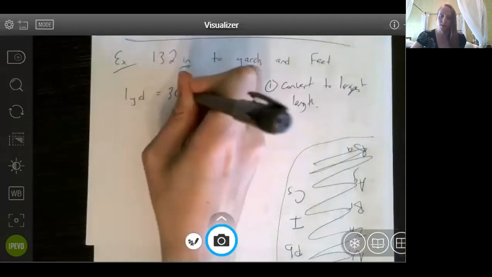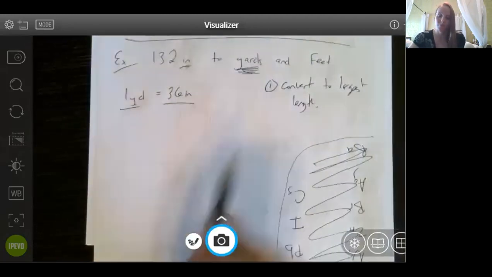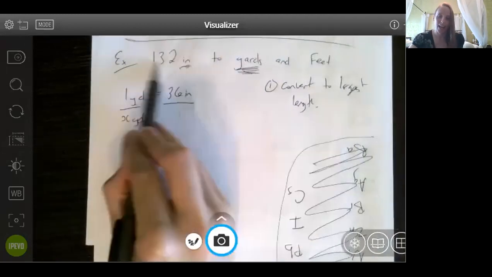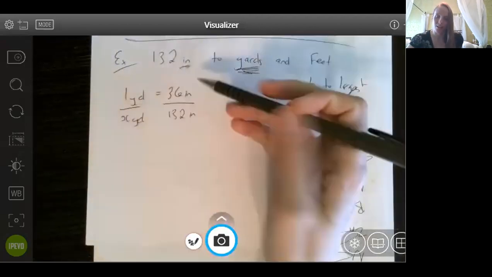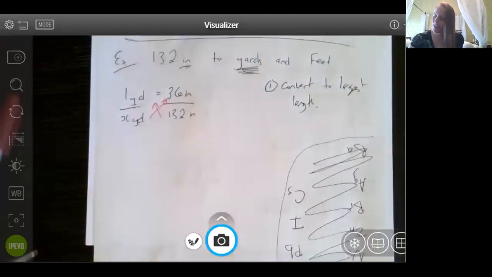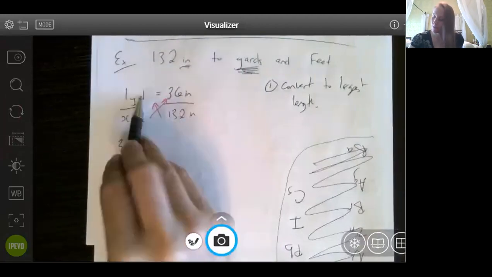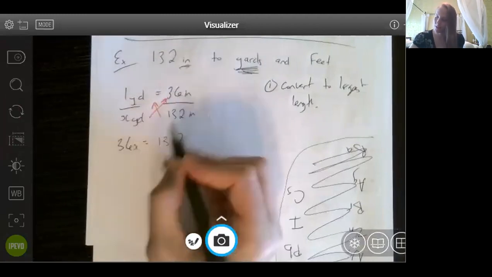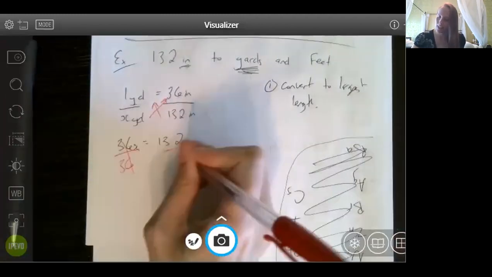So I'm going to start by writing out my conversion. Then I stack my units. Yards is what I'm looking for, so I will just write X yards. And I have my 132 inches, so I plug that in under where the inches is. Then I cross multiply. X times 36 is 36X. 132 times 1 is, of course, 132. Then I divide by 36 to get the X by itself.